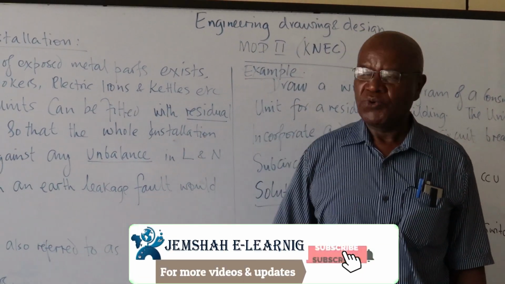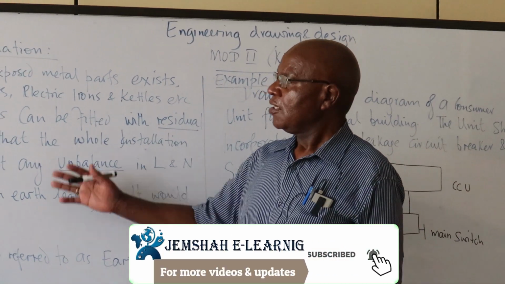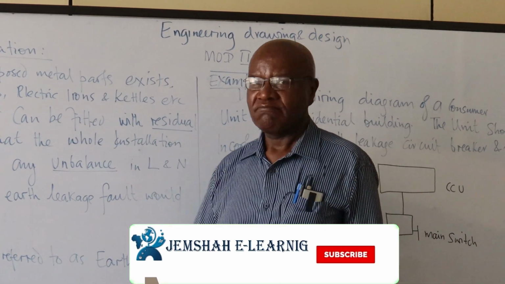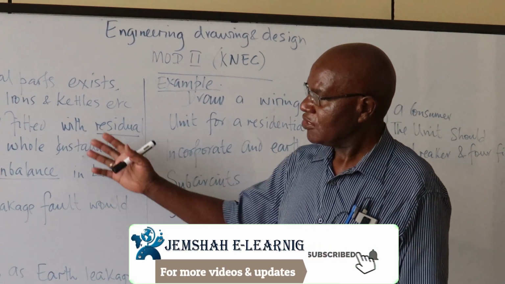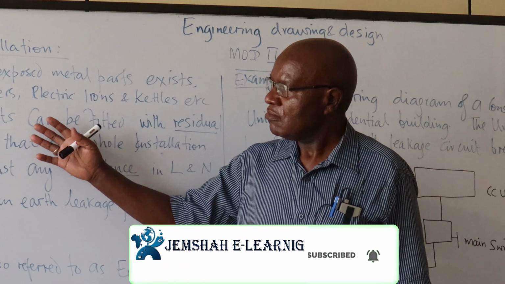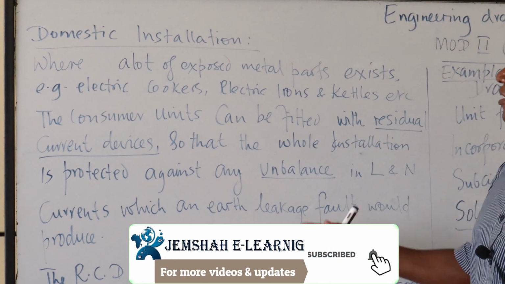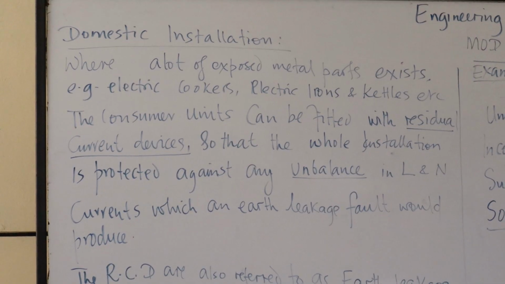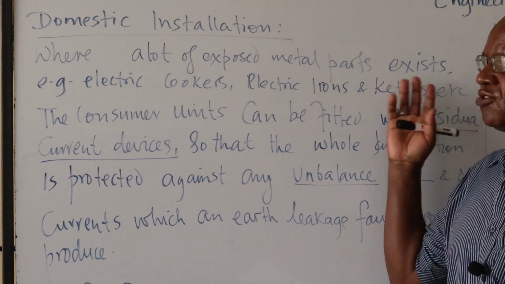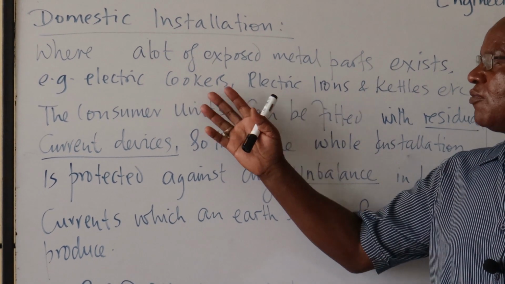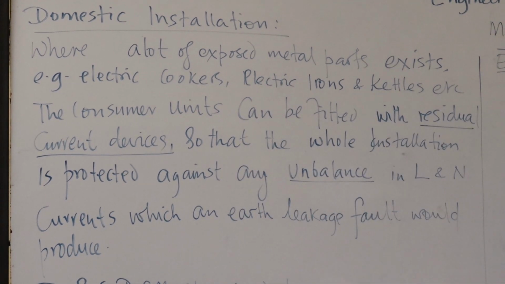Now we continue with our domestic installation. Before we finish up with the intake points, there is one more device I want us to look at. Where a lot of exposed metal parts exist in an electrical installation, in electrical domestic installations, for example, we have got cookers, electric iron boxes, electric cookers, etc.